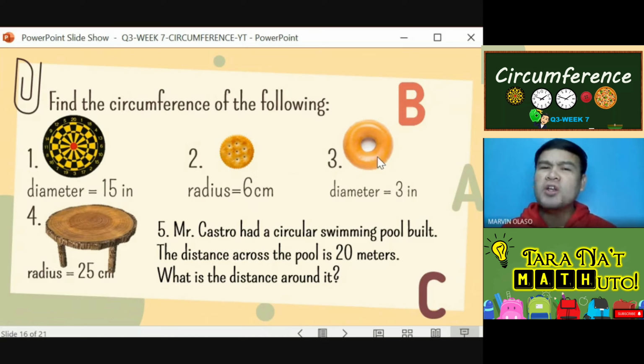Number 3, what about this donut? The diameter is 3 inches. What is the circumference? Number 4, if you have a circular table and the radius of 25 centimeters, what is its circumference? And for number 5, Mr. Castro had a circular swimming pool built. The distance across the pool is 20 meters. What is the distance around it?